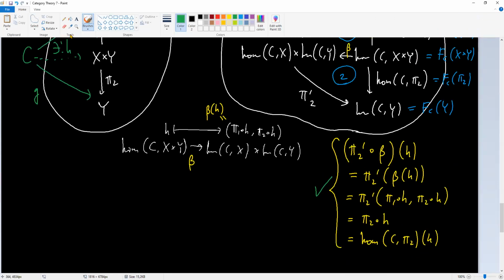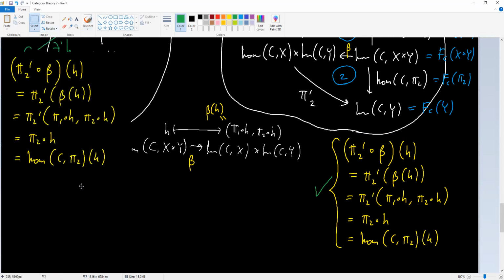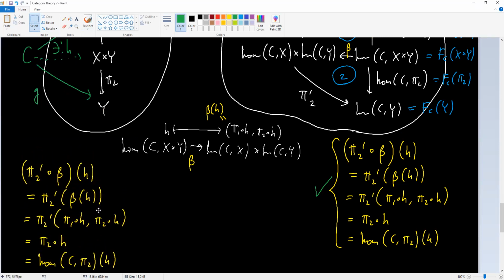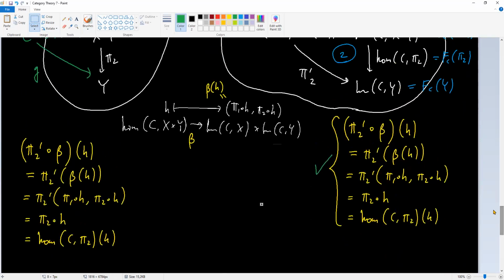But now I have an identical chain of equalities by talking about pi 1 prime instead of pi 2 prime. So let me write that as well on the other side here. So let me do the adjustment. Instead of 2, I will just write 1. It's exactly the same story, but we now do everything with subscript 1. Everybody happy with that as well?